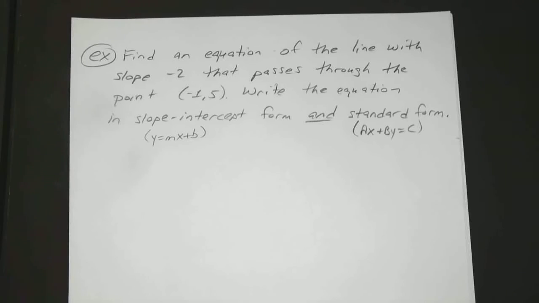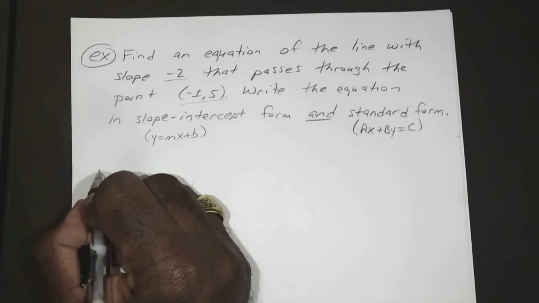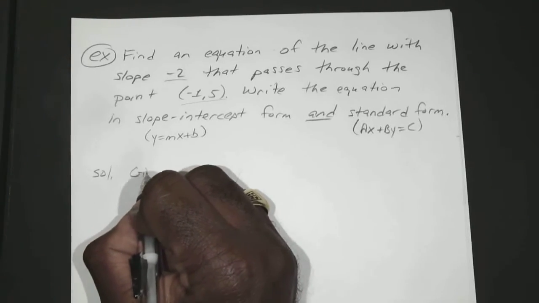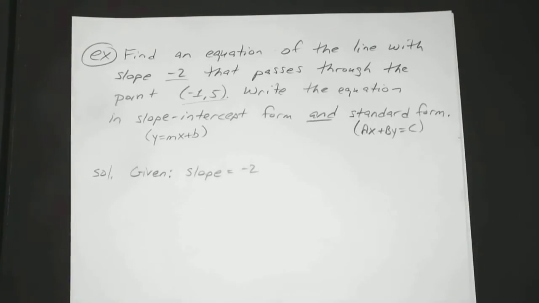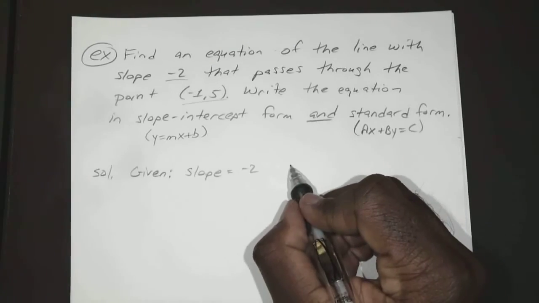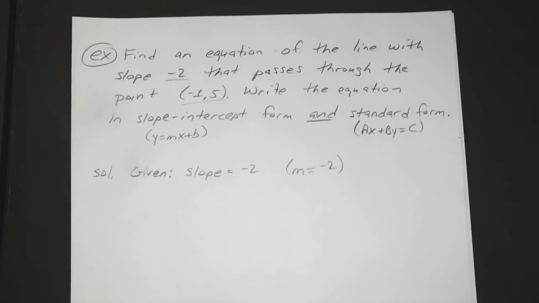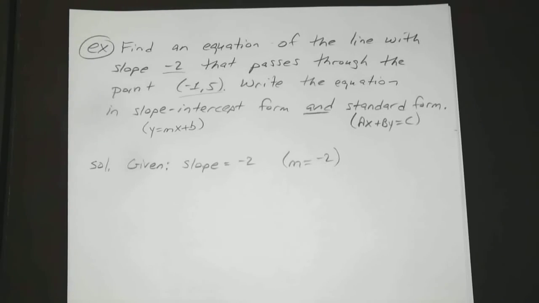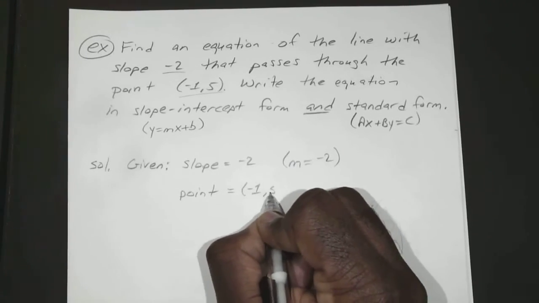Okay. Now with this one, they gave us the slope, which is always good, but they did not give us the y-intercept. So we can't just plug it in and put it in y-intercept form. Whenever they give you the slope and a point, that's when you use the point slope form. So what's given to us is that the slope is equal to -2, so m is equal to -2. They also gave us a point, which is -1, 5.